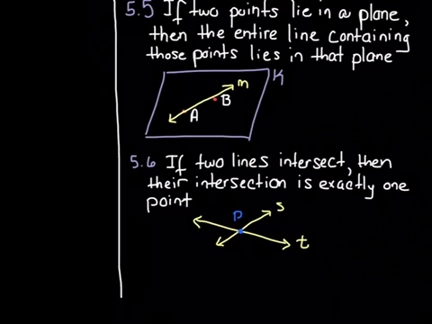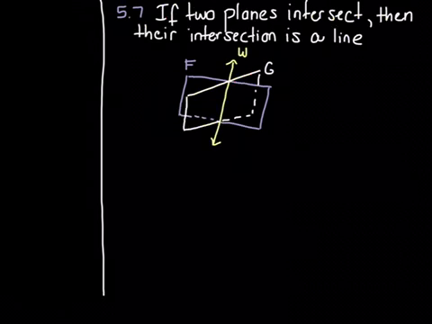Postulate 5.6. If 2 lines intersect, then their intersection is exactly 1 point. So here I have 2 lines, S and T, and their intersection is at exactly 1 point, and that's at P. Postulate 5.7. If 2 planes intersect, then their intersection is a line. So here I have 2 planes. Here I have F, and here I have G. Where they intersect, that is a line, and this line is W.